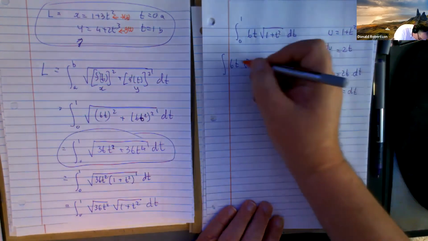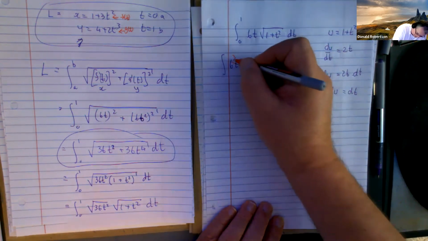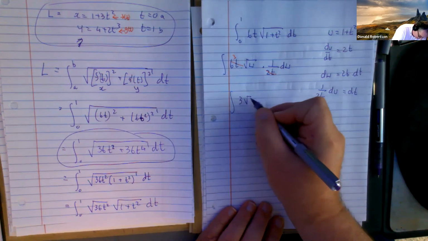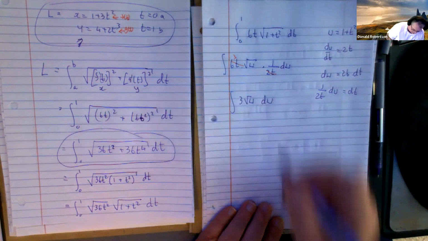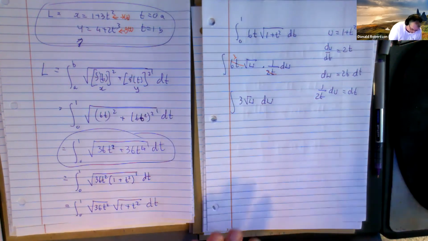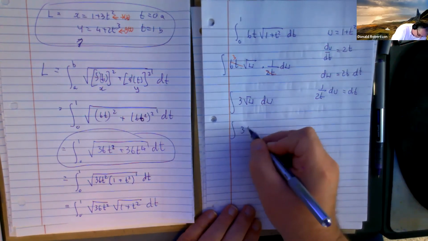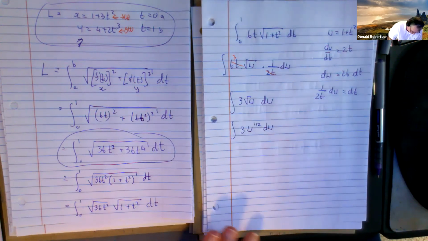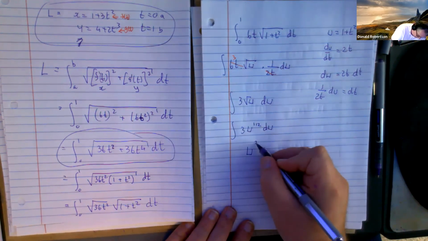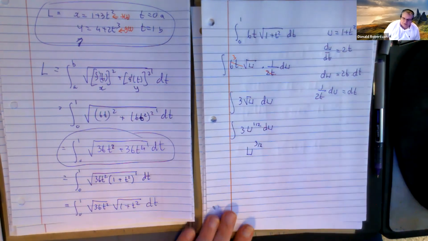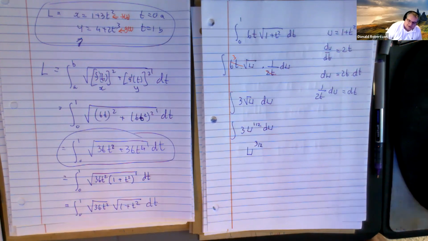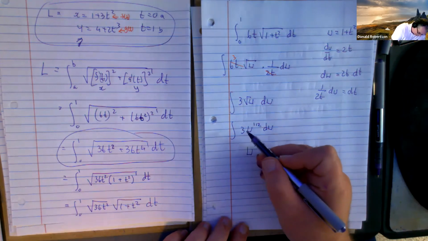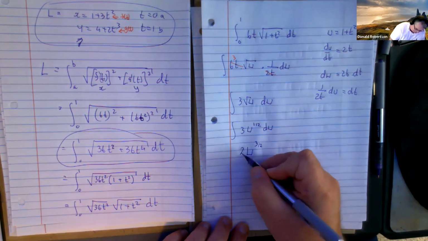If things come out well, you get a lot of cancelling. And now my integral becomes 3 square root of u du, which is pretty easy to integrate, but I need to convert it into a fractional power. So I can use the power rule, which is add 1 to the power, 3 halves, and then divide by 3 halves, which is the same thing as multiplying by 2/3. 3 times 2/3 gets you 2.